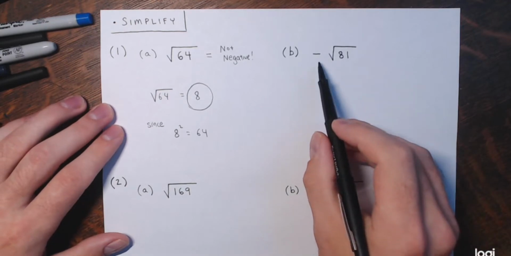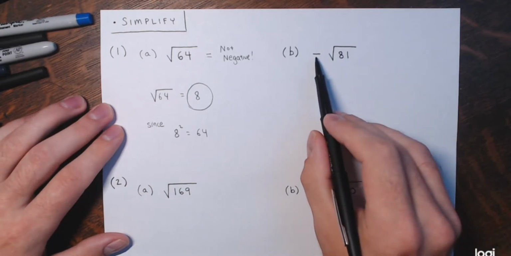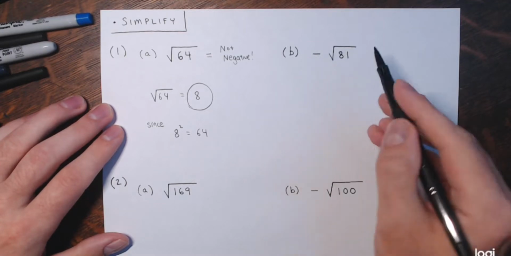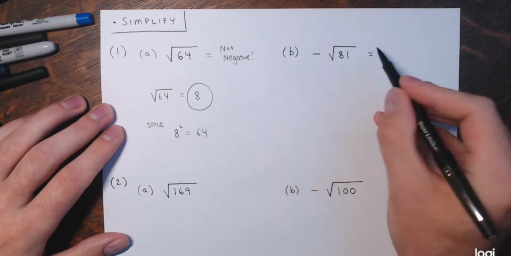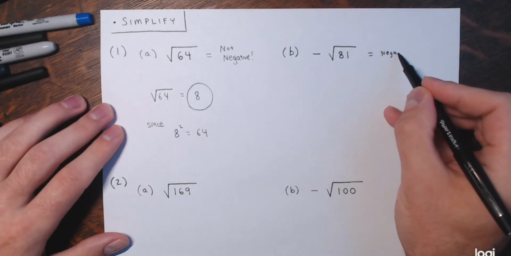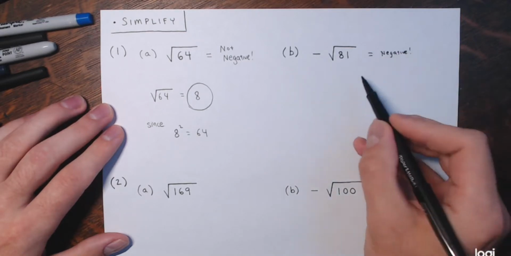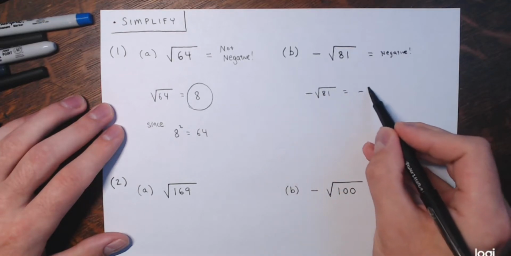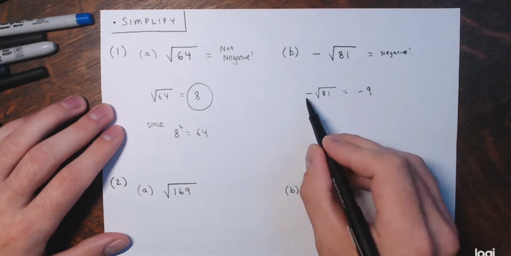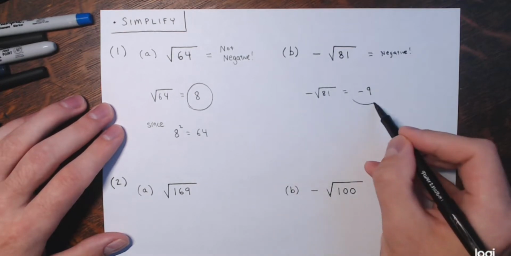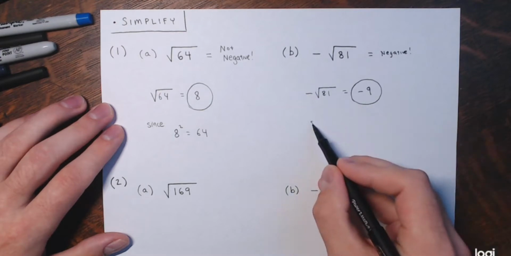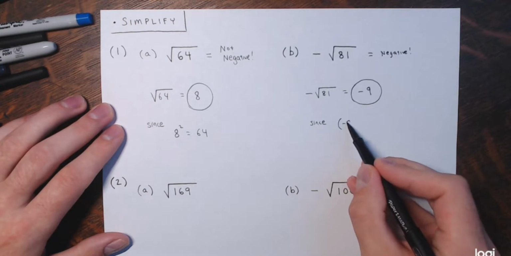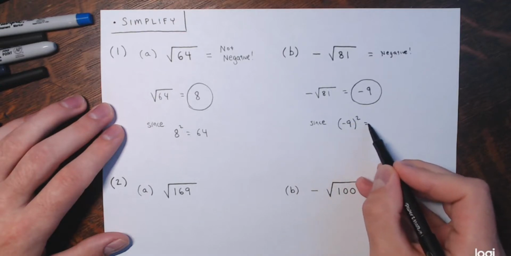All right, then part B. Notice they now want the negative square root of 81. So this will be negative, you've got a negative sign in front. Then what's the negative root? That would be negative 9. Negative 9 is the negative square root of 81. I'll circle it. And again, that's because negative 9 is a square root of 81, because when you square negative 9, you get positive 81.